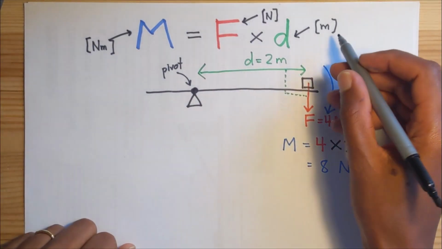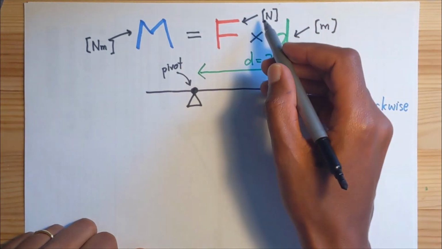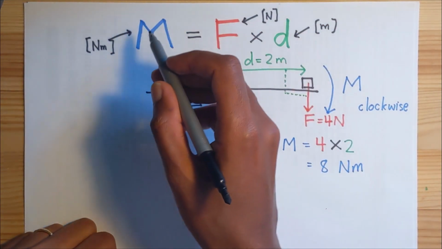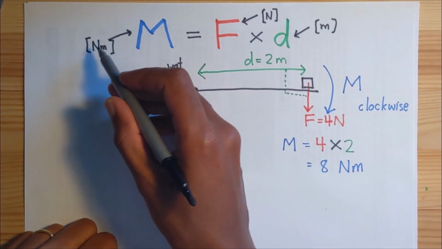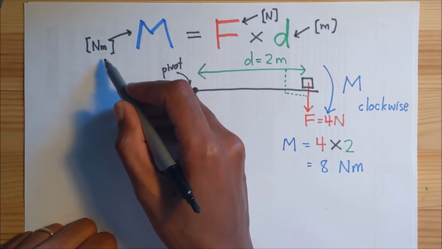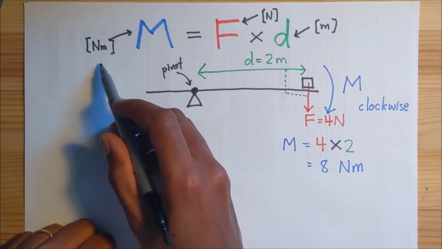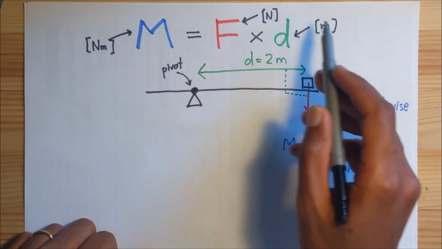The unit for perpendicular distance is the meter, the unit for force is the newton, and the unit for the moment of a force is the Newton meter, or Nm. That's one of the easiest units to remember because it's just a combination of newtons and meters.